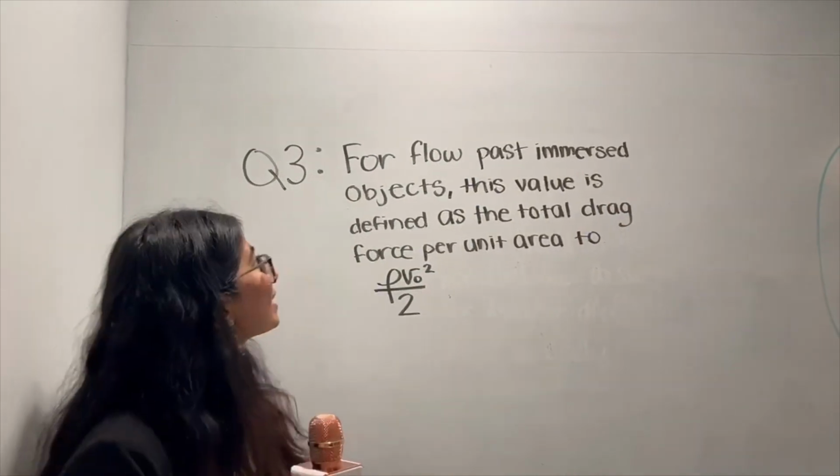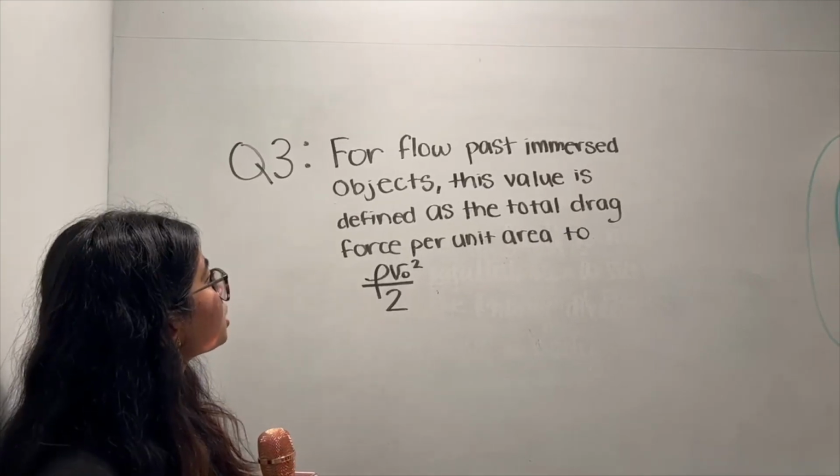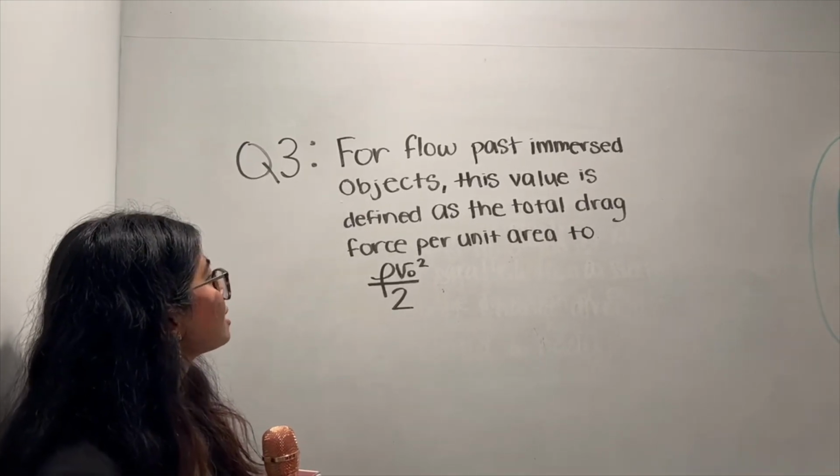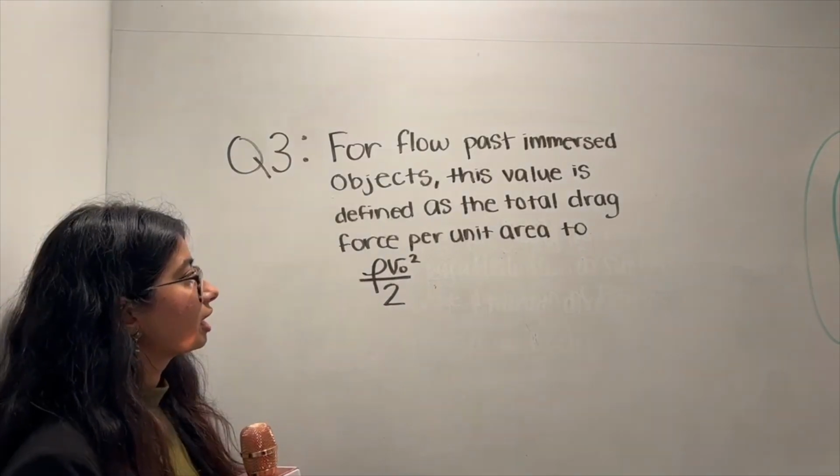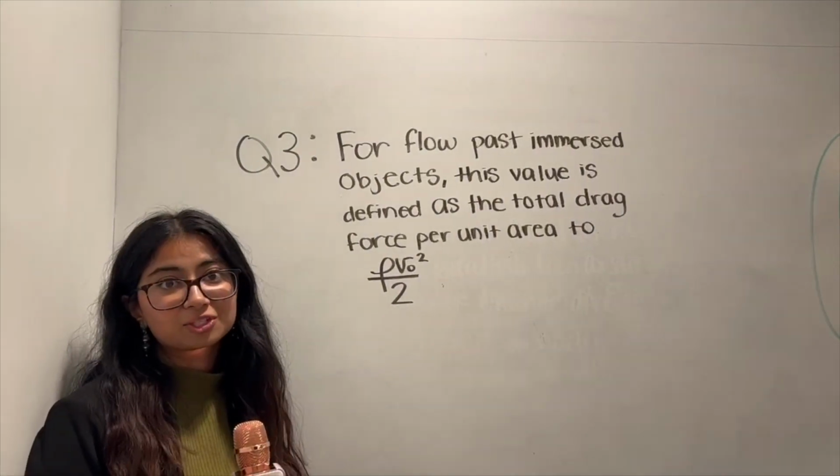Question 3. For flow past an immersed object, this value is defined as the total drag force per unit area to rho v0 squared over 2. What is the drag coefficient? Correct!